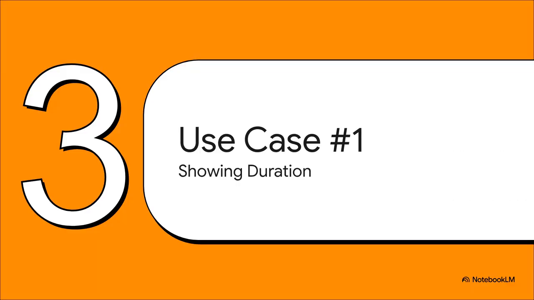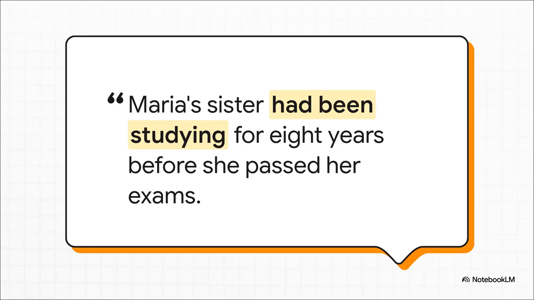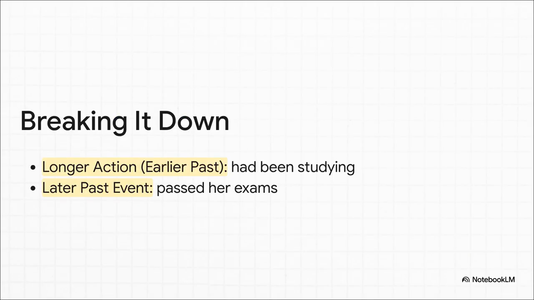Okay, theory's over. Let's see this tense in action. Its first big job is to answer the question, how long? It's all about showing the duration of something that was happening before another past event kicked in. I mean, what a great example, right? You can actually feel the length of time here. The sentence doesn't just say she studied and then she passed. No, it emphasizes those 8 long years of effort that were leading up to that one single moment when she passed. So you see the pattern? The had been studying is that long, drawn-out background story. And passed her exams, that's the specific point in the past that it all led up to.